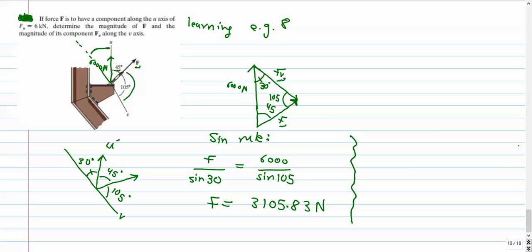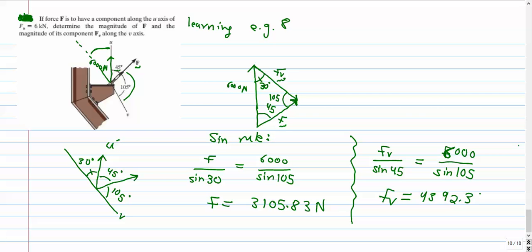Similarly, solving for the component of F along the v-axis, we get Fv divided by sine of 45 degrees equals 6000 over sine of 105 degrees. And the value that we get for the force F v component equals 4392.3 newtons. So this is the simple and easy method that we have been doing in previous problems too.